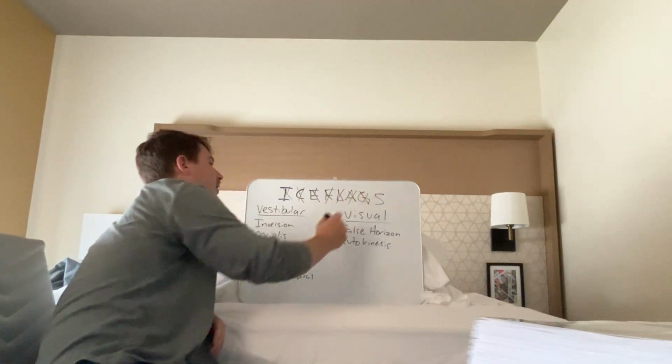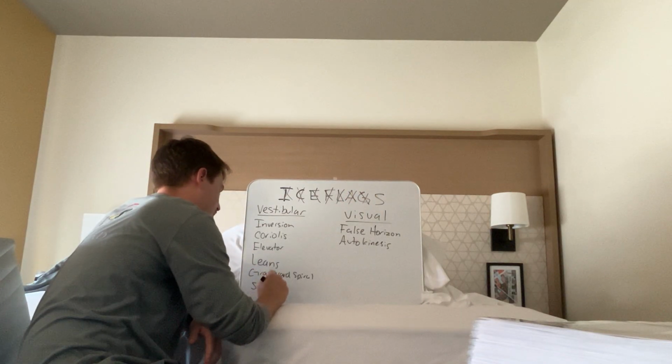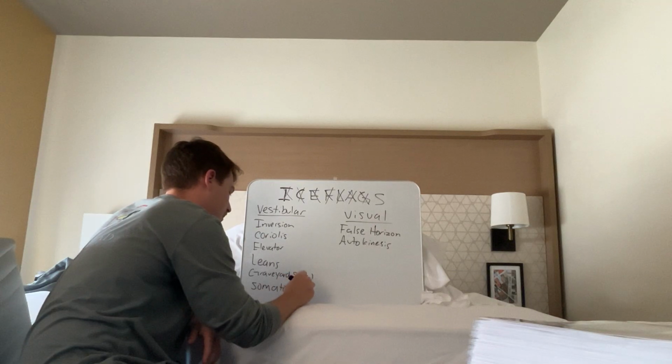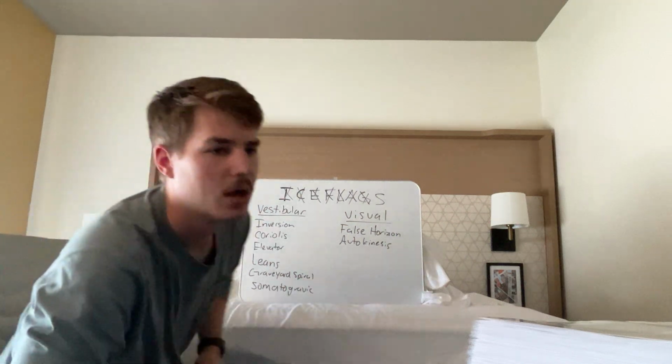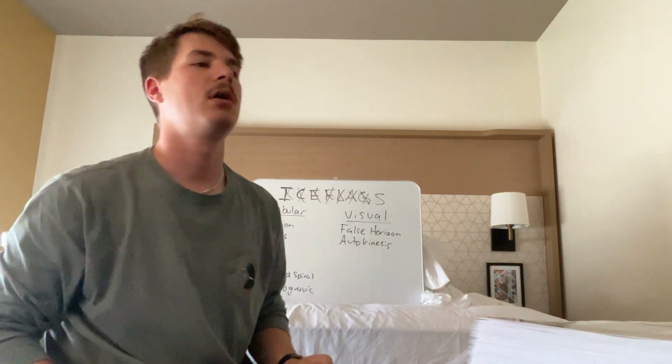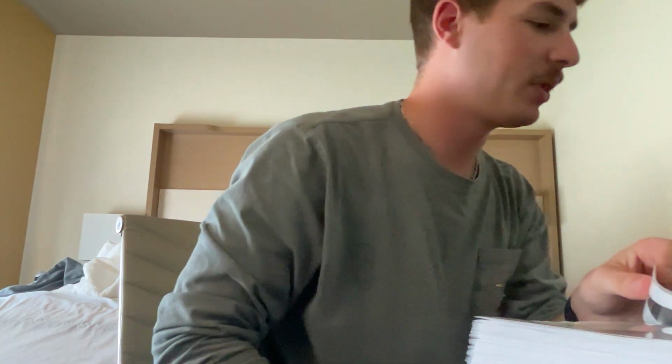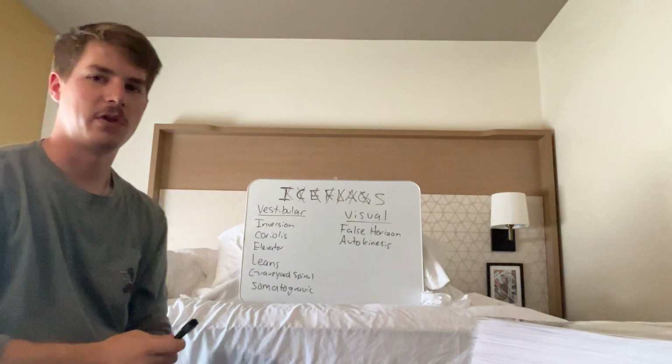And then lastly we have somatographic illusion, which is your accelerations. If you accelerate forward, you'll get the feeling of you're climbing, and then if you decelerate, so you're going fast and you decelerate, then you get the feeling of descending. So those are your ice flag illusions.